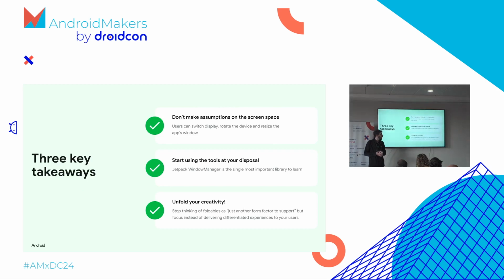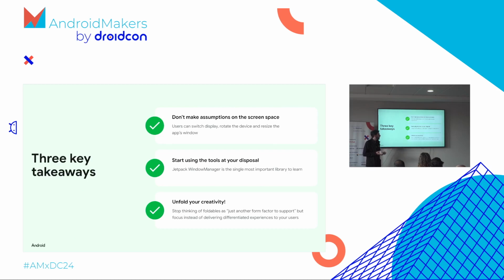Good. We are at the end of the talk. Three key takeaways. Don't make assumptions about the screen space. We said users can switch display, rotate the device, throw it in the... users can do what you don't expect with devices. So don't make too strict assumptions of how your app will run.